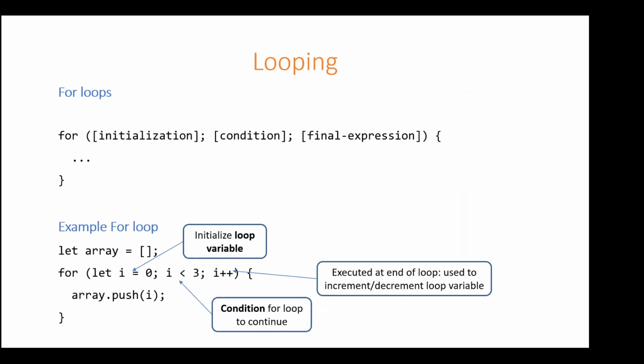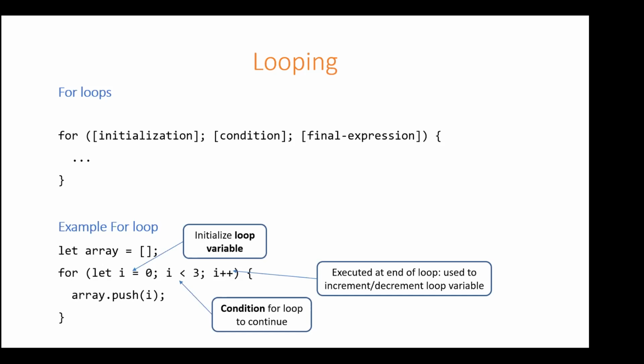The second type of loop, which is the most common type, is called a for loop, because it runs for a specific number of times. For loops are declared over here. The first expression is called the initialization statement. The initialization statement executes only one time before the loop starts. It's used to define and set up your loop variable. I'll explain what a loop variable is later on.